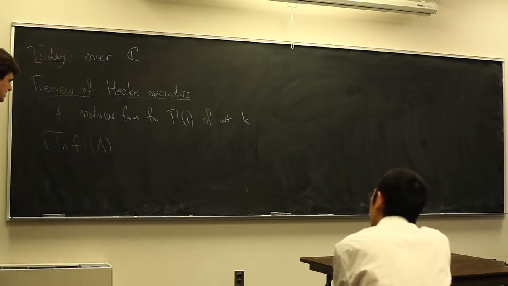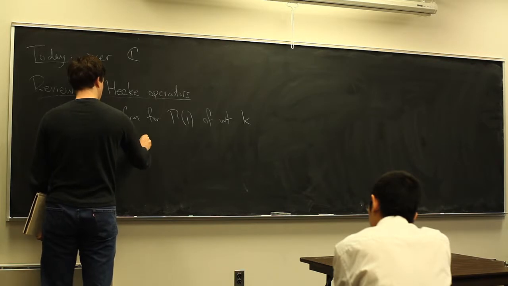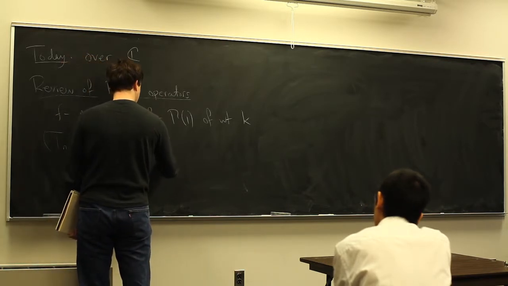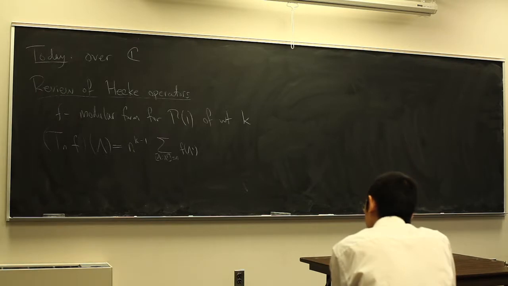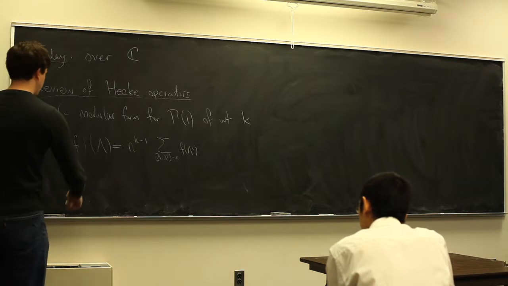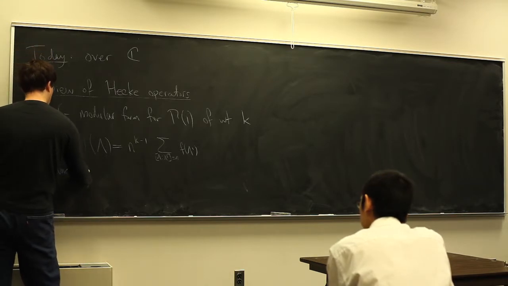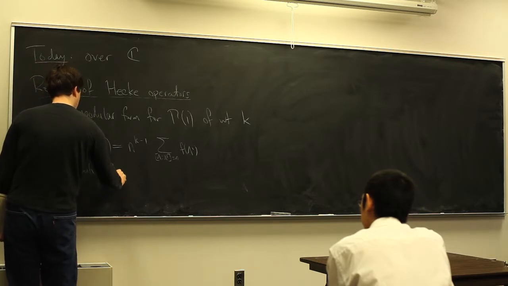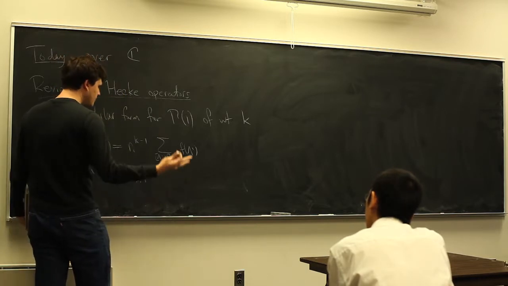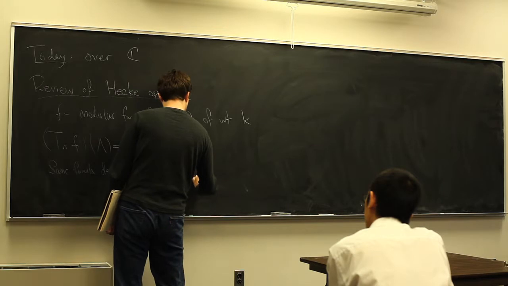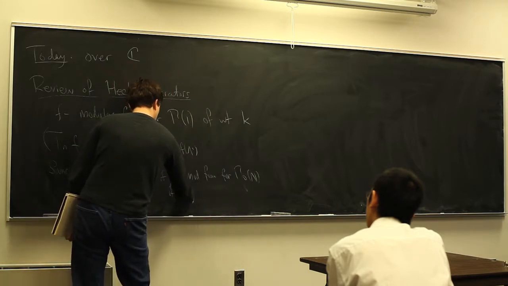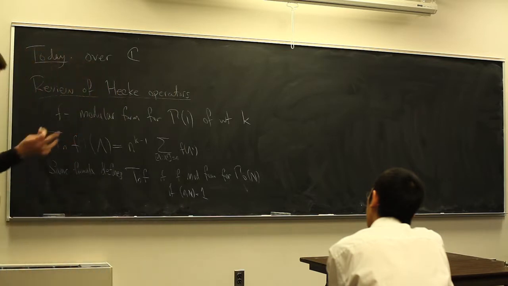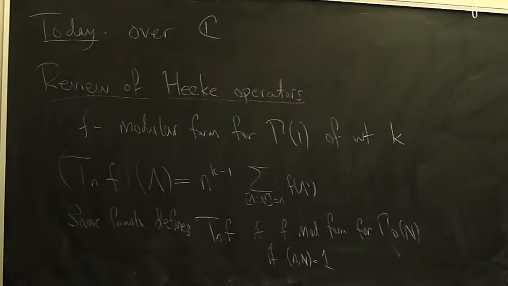And if we think of f as a function on lattices, then there was some normalizing factor we put in, the k minus 1, and then we summed over the sublattices lambda prime of index n inside lambda of f of lambda prime. And in fact, this same formula can be used to define Tn f if f is a modular form for something like gamma 0 n, at least if little n is prime to big N. So you just have to carry along the extra data. And we'll see a different way to talk about these Hecke operators later today that'll make this more evident. But for now, just know that that's true.